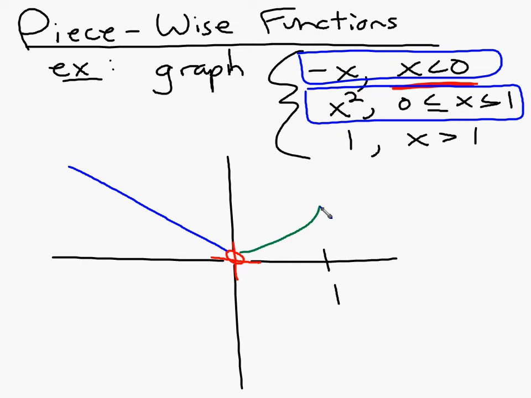Now, it says that these are both less than or equal to's. So I need to color in this dot, and I need to color in this dot. All right? And let's do our last piece, which is this one. It says that it is the function 1. Isn't that a constant function? Which means it's a horizontal line. So from 1 on, it is going to be a horizontal line, just like that, forevermore.